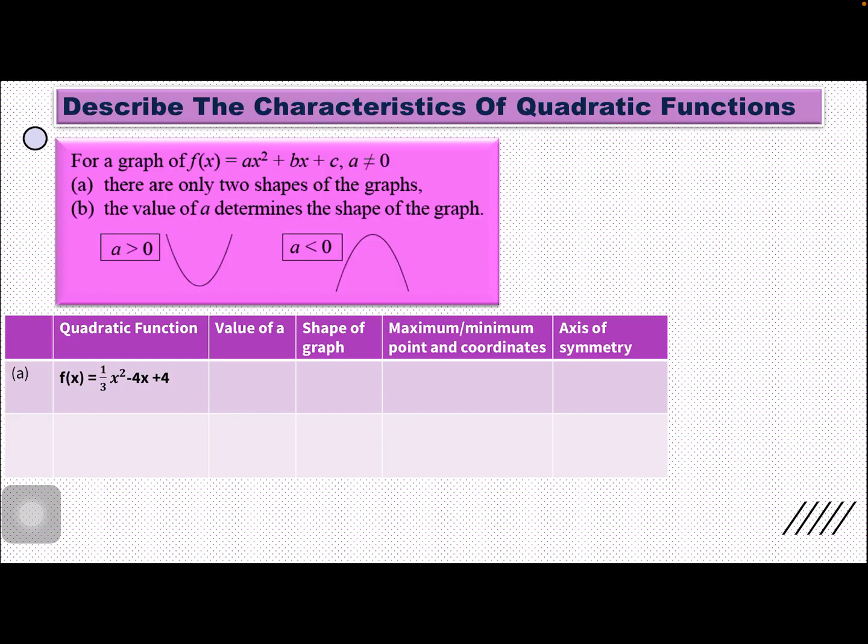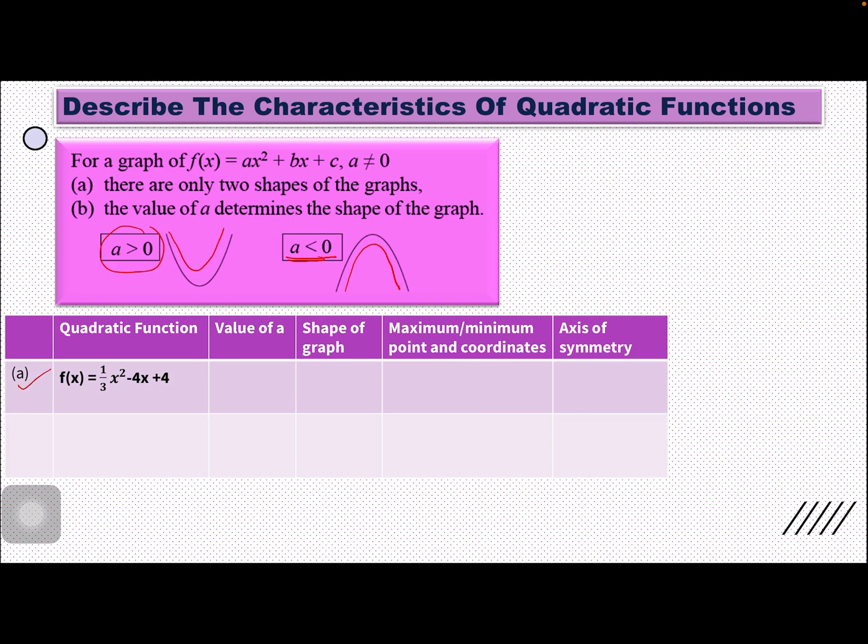Let's see how we can describe the characteristics of a quadratic function. If a is greater than 0, then you see a smiley graph. If a is less than 0, then you see a sad graph. There are only 2 shapes of the graph. The value of a determines the shape of the graph.